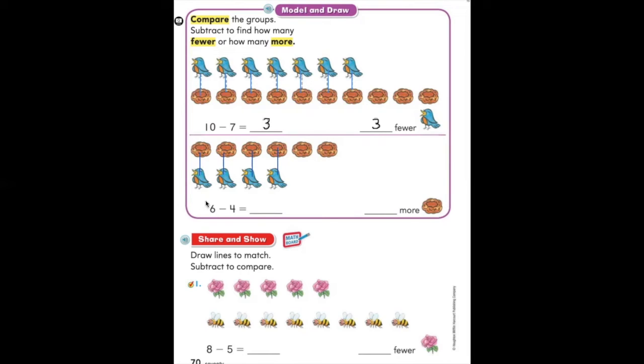In total, there are 6 nests, minus the number of birds, minus 4. The answer is the number of nests that do not have a bird inside. If we count the number that's left over, we have 2 extra nests. That means there are 2 more nests than birds.